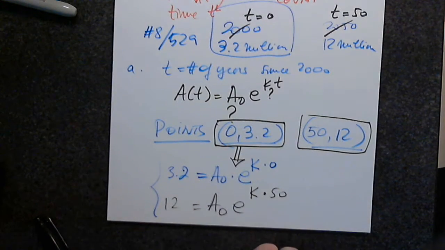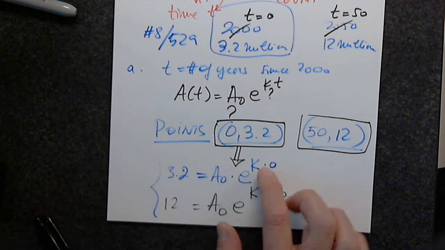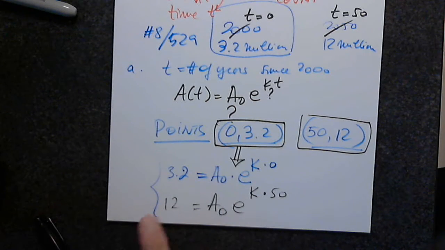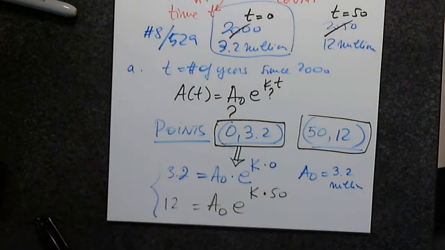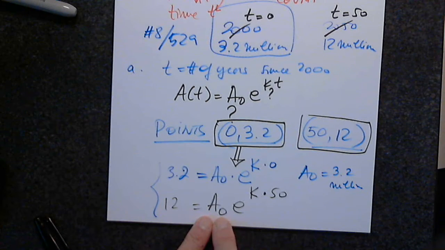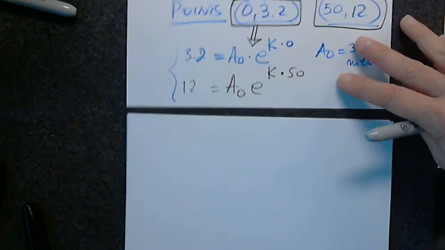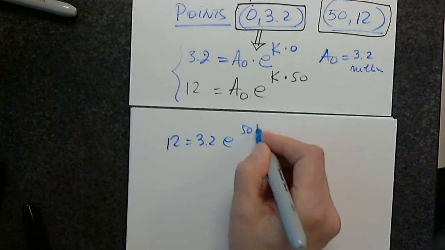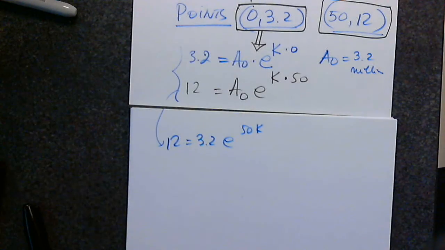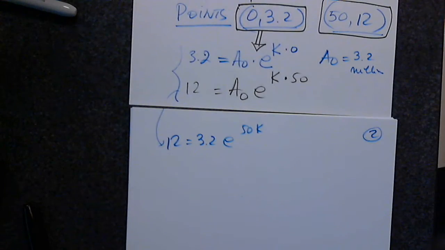How much is k times 0? 0. How much is e to 0? 1. So then how much is a0 then? 3.2. Exactly. Million. Did we need to do this? No, but I wanted to show you that that's how we plug the points into the model. Good. So I already determined the first unknown, so I'm going to replace this in the second equation and then solve for k. So we have 12 equals 3.2 times e to 50k. This is the second equation after I replaced a sub 0 by 3.2. Now we have to think, what type of equation is it?